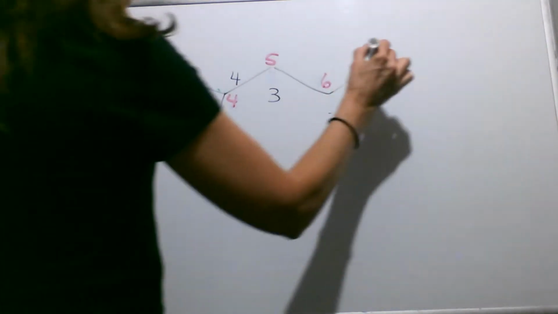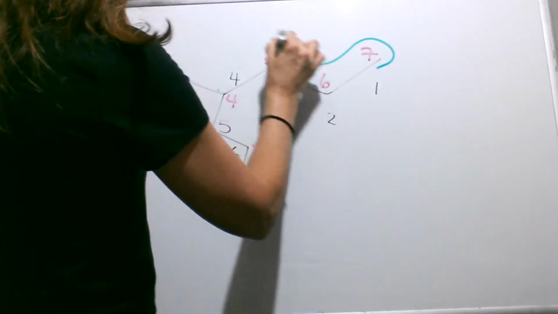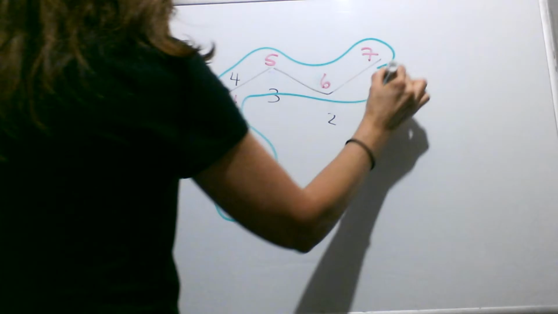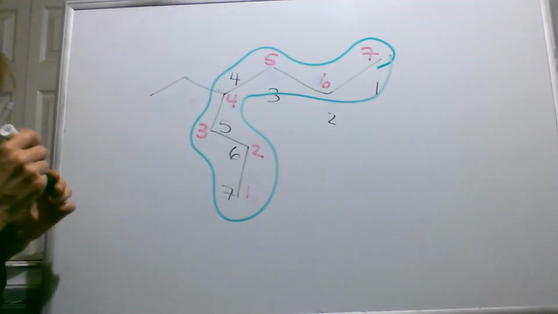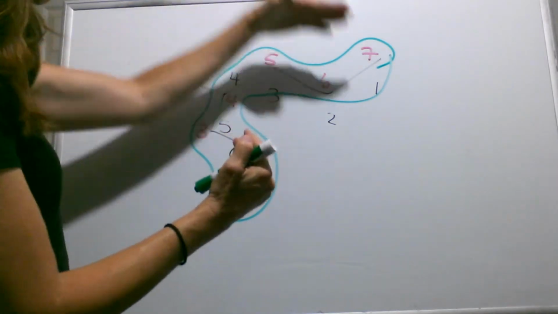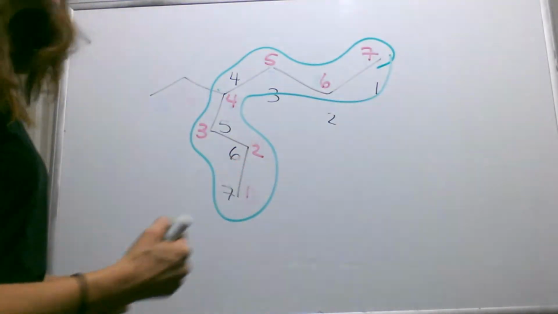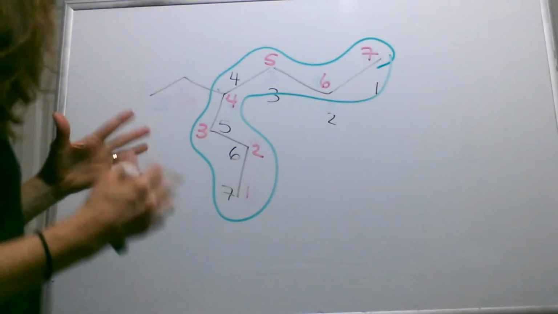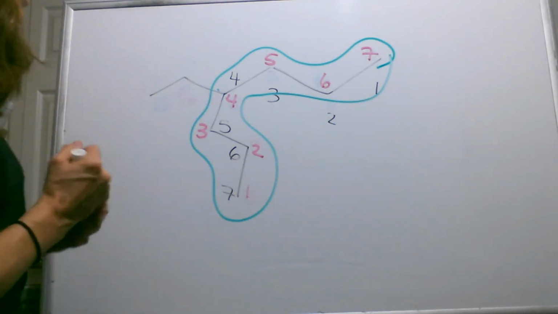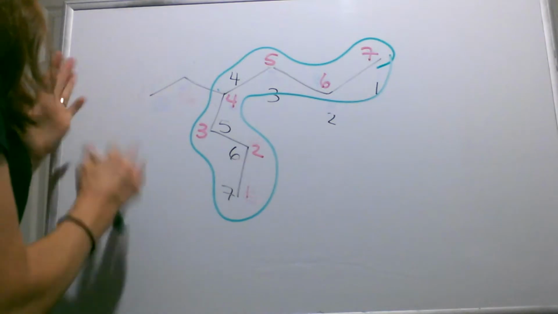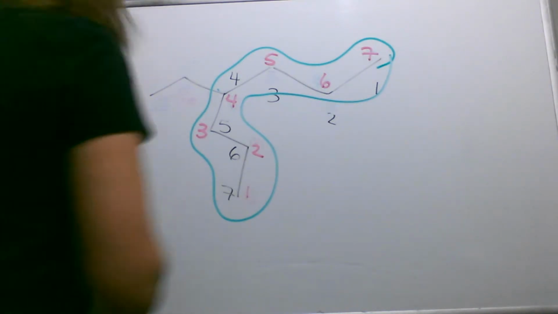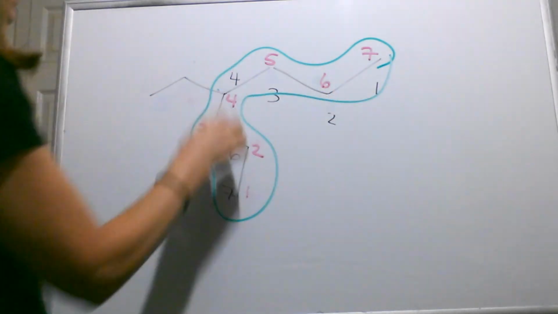Okay? It's not a bad idea when you're first learning how to do these to circle the parent chain. And that way you see the substituents literally sticking out from the parent chain, and you're less likely to forget one when you go to name the entire molecule. Okay, so we can go with either numbering. So we'll just go with the numbering in black.